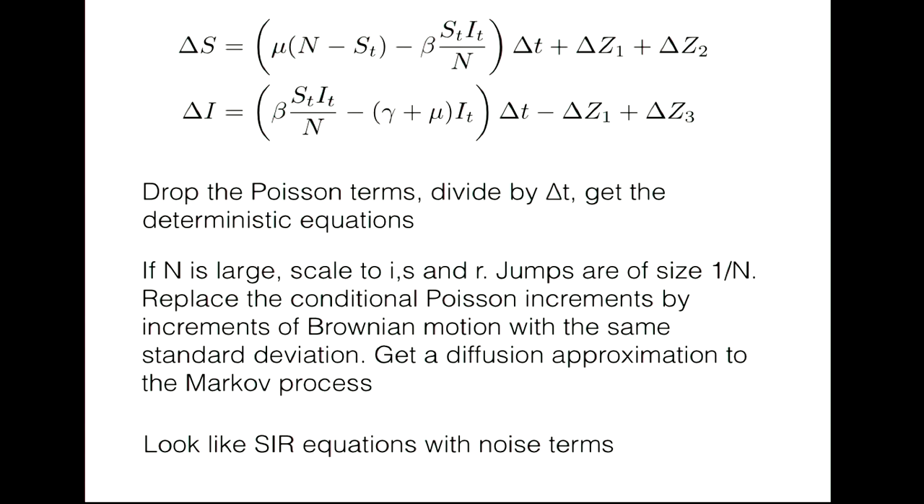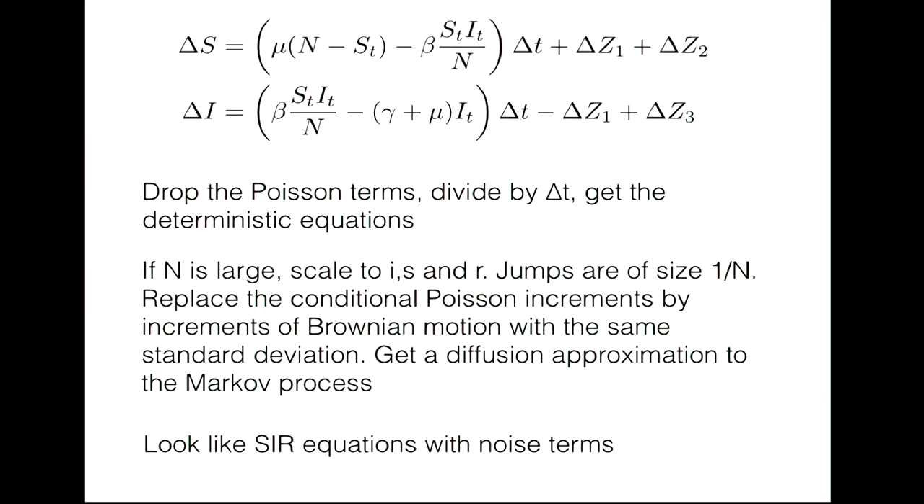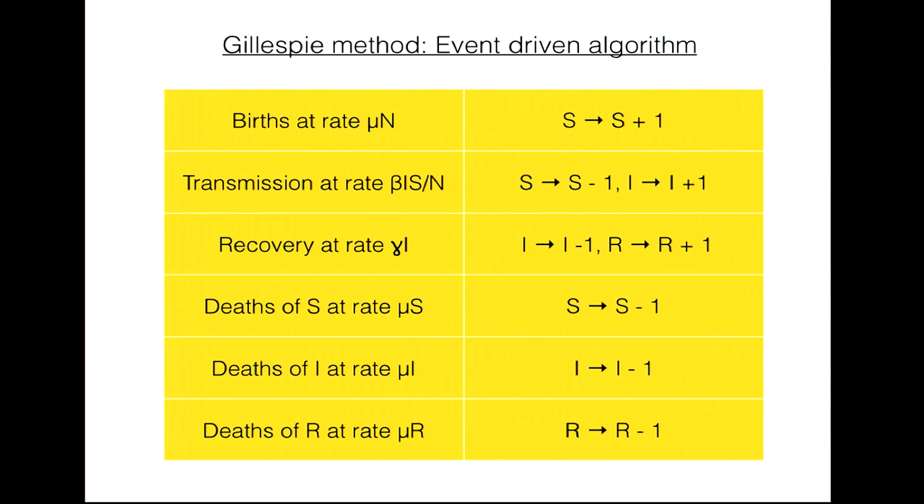But you can think of those SIR equations with stochasticity, either in terms of adding specific noise terms to the right-hand side, or you can work with the fully stochastic version, in which you actually look at the changes in numbers between n, n plus 1, n plus 2 in each of these compartments. Okay. One way of studying this numerically is by using something called an event-driven algorithm or the Gillespie method.